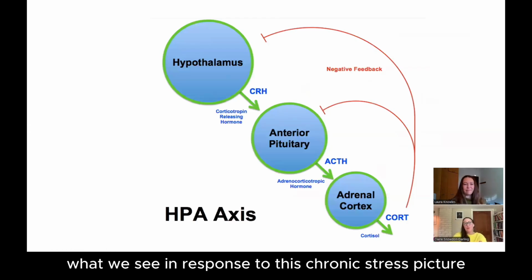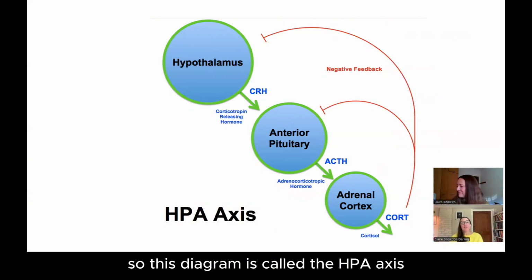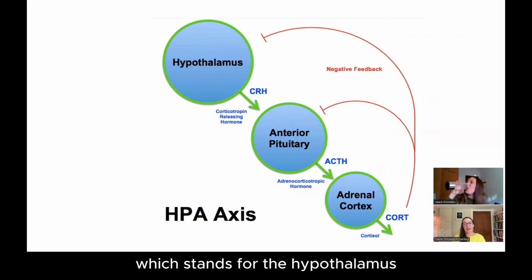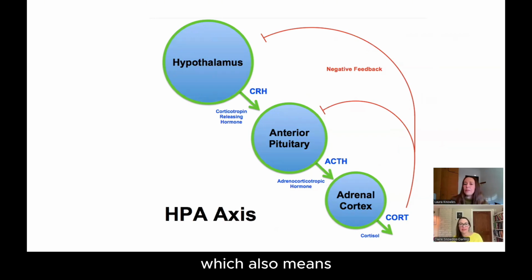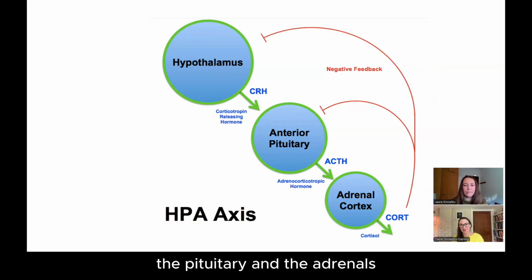And so what we see in response to this chronic stress picture is this. So this diagram is called the HPA axis, which stands for the hypothalamus, pituitary, and adrenal axis, which also means the conversation between the hypothalamus, the pituitary, and the adrenals.